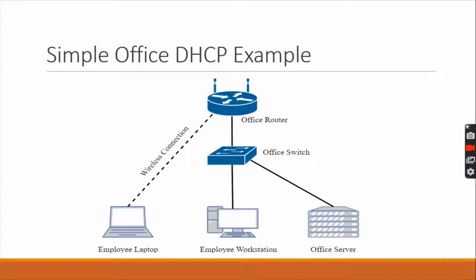So in this picture is a simple office DHCP example where the router gives wireless connection to laptop and wired connection to workstations and office servers. The IP address configurations are all done through DHCP. In this scenario, the office router is also acting as a DHCP server.